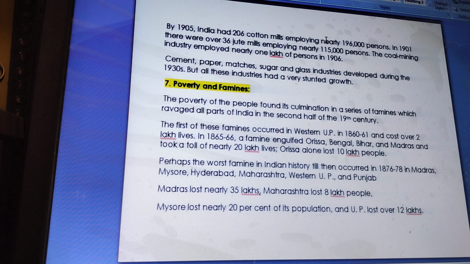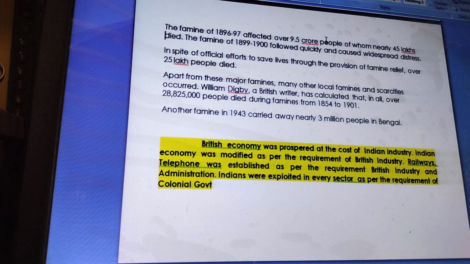The famines in Western UP cost about 2 lakh lives. The famine of 1866 engulfed Orissa, Bengal and Bihar and took 20 lakh lives; Orissa alone lost 10 lakh people. The worst famine in Indian history till then occurred in 1876-78 in Madras, Mysore, Hyderabad, Maharashtra, Western UP and Punjab. Madras lost 35 lakh, Maharashtra 8 lakh, Mysore 20% of its population, and UP 12 lakh. The famine of 1896-97 affected about 9.5 crore people, of whom nearly 45 lakh died. Apart from these major famines, many other local famines and scarcity occurred.